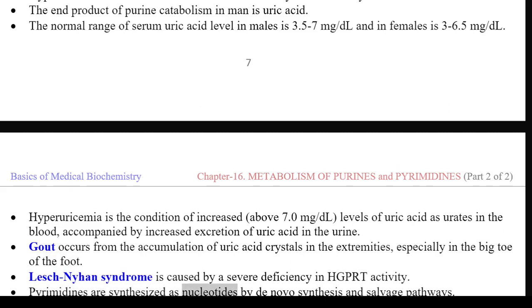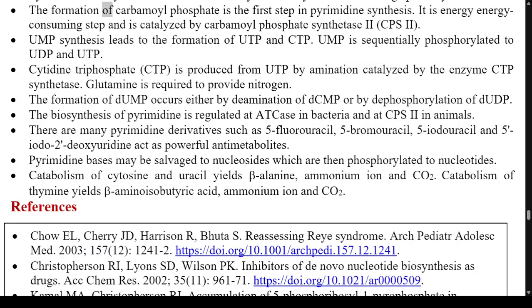Pyrimidines are synthesized as nucleotides by de novo synthesis and salvage pathways. The formation of carbamoyl phosphate is the first step in pyrimidine synthesis. It is an energy-consuming step and is catalyzed by carbamoyl phosphate synthetase 2, CPS2. UMP synthesis leads to the formation of UTP and CTP. UMP is sequentially phosphorylated to UDP and UTP. Cytidine triphosphate, CTP, is produced from UTP by amination catalyzed by the enzyme CTP synthetase. Glutamine is required to provide nitrogen.